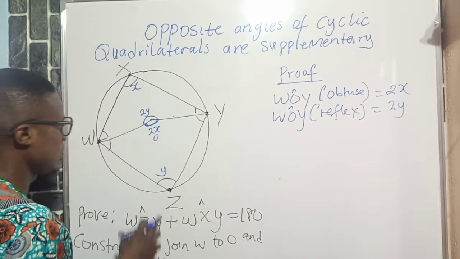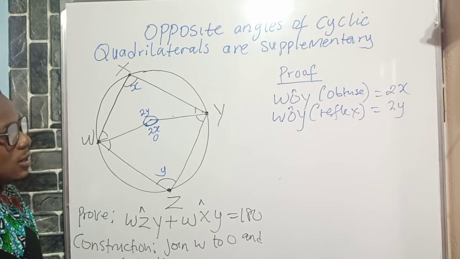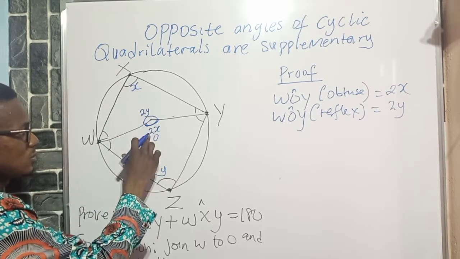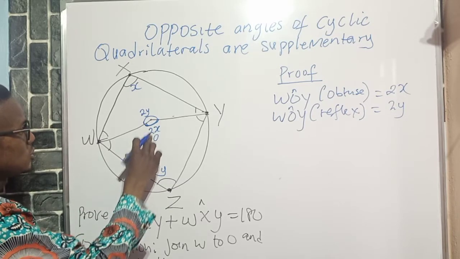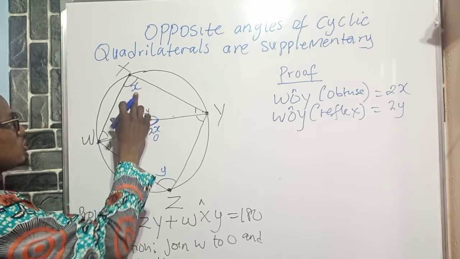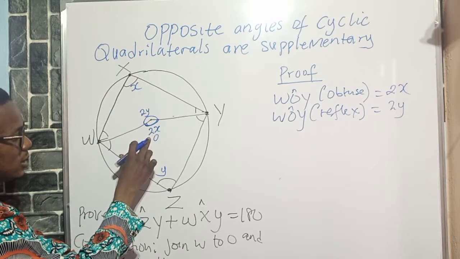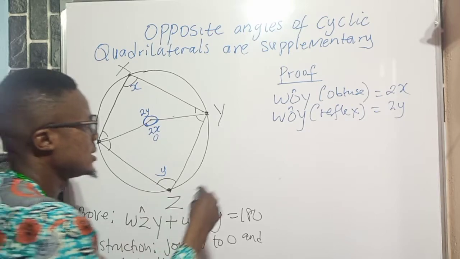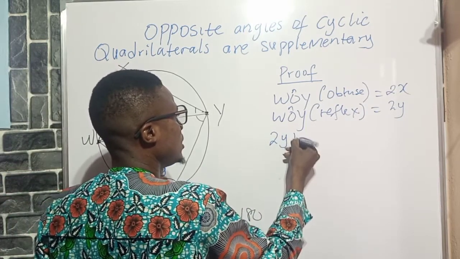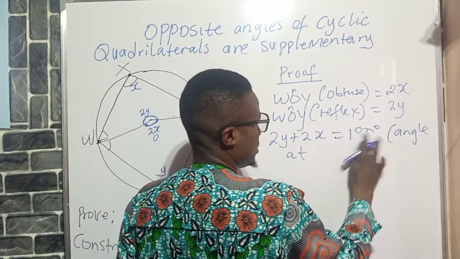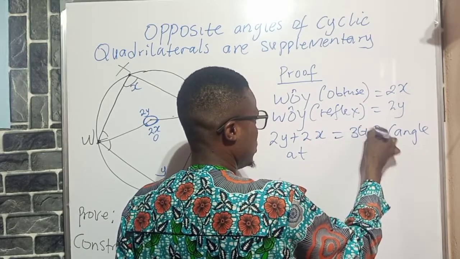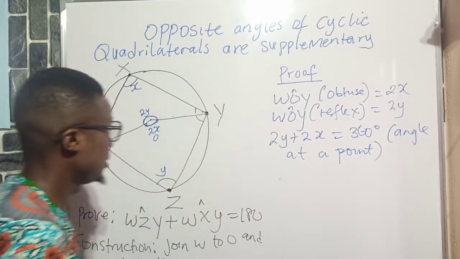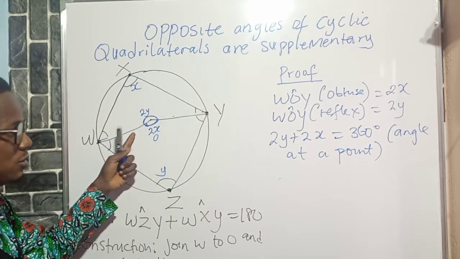So if here is y, here is 2y. If here is x, here is 2x. So angle at the center is 2 times angle at the circumference. If I multiply the angle at the circumference by 2, I will get this. If I multiply this by 2, I will get this. Remember that this is angle at a point. Hence, you can have that 2y plus 2x is equal to 360 degrees. The reason is angle at a point, because angles at a point will sum up to 360 degrees.